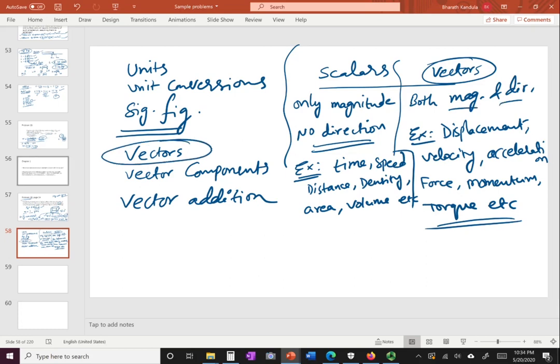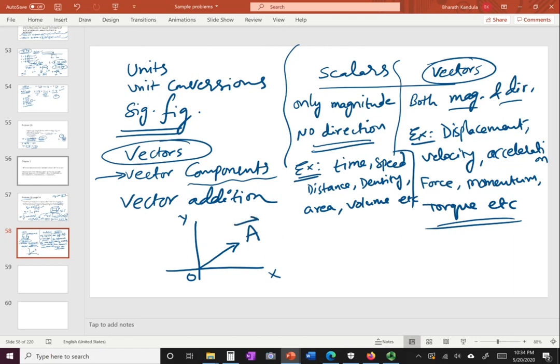Now let's look at vector components. So what are vector components? Suppose you have the coordinate system. This is positive x, positive y here. This is the origin. Now any vector can be resolved into two component vectors. Those are the x component and y component. Let's consider an example. Let's say this is vector a here.